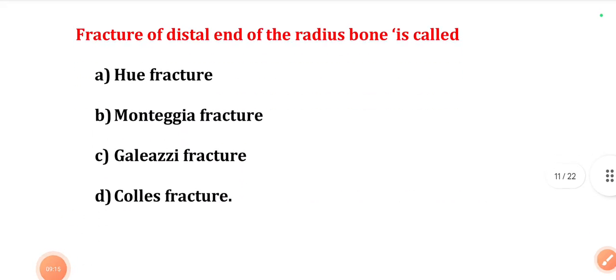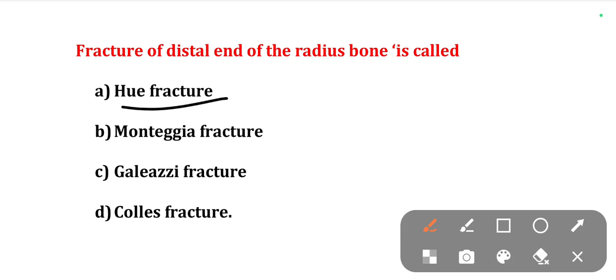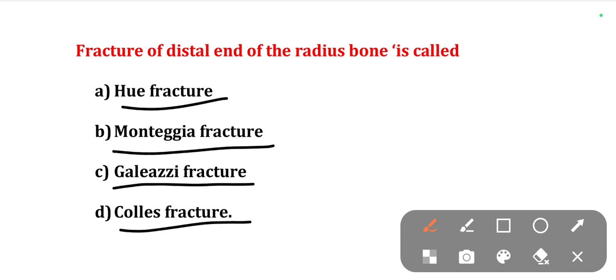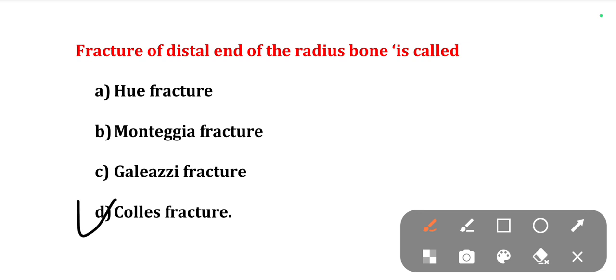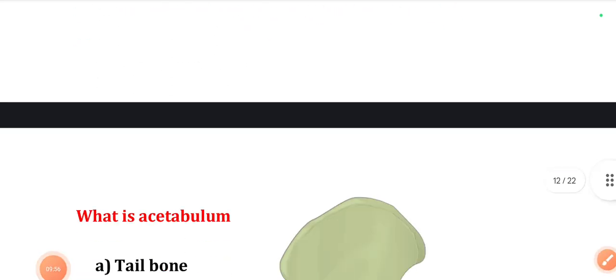Okay. The next question is fracture of distal end of the radius bone. So when the radius bone at the site of the distal end is fractured, what do we call it? Options are Hugh fracture, Monteggia fracture, Galeazzi fracture, and Colles' fracture. The right one is Colles' fracture. This question is very important, ma'am. This Colles' fracture is nothing but the fracture at the distal end of the radius bone. It is called Colles' fracture. This kind of fracture we can see mainly in children.